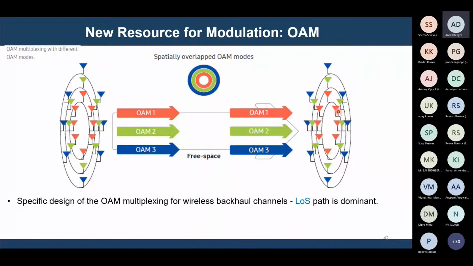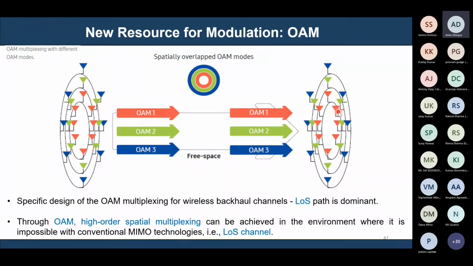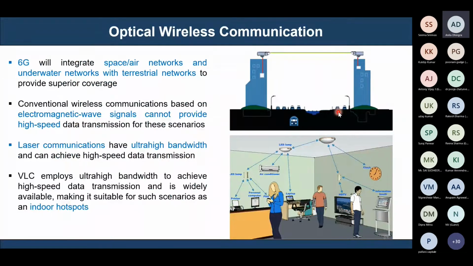So the disadvantage is line of sight. That's a major disadvantage, but it comes with very high capacity, correct? As I said, it can be placed on FSO, free space optics, correct? It can be applicable in this particular scenario only.